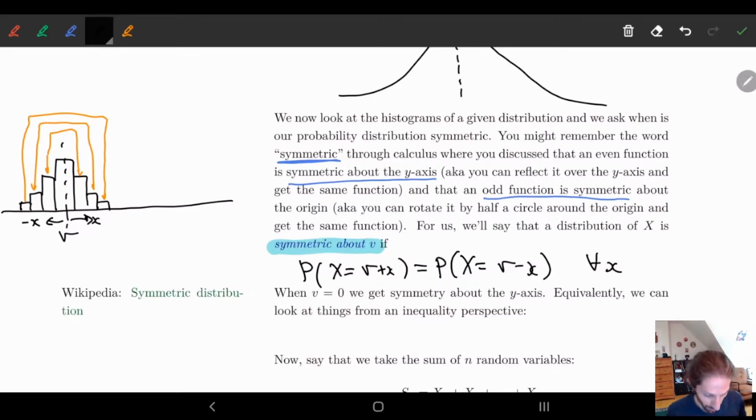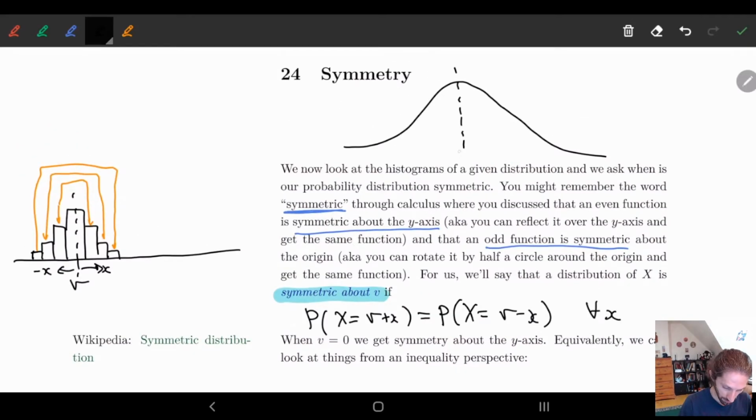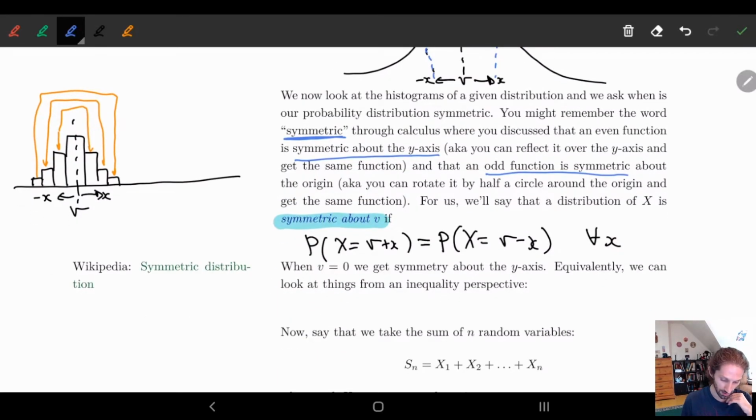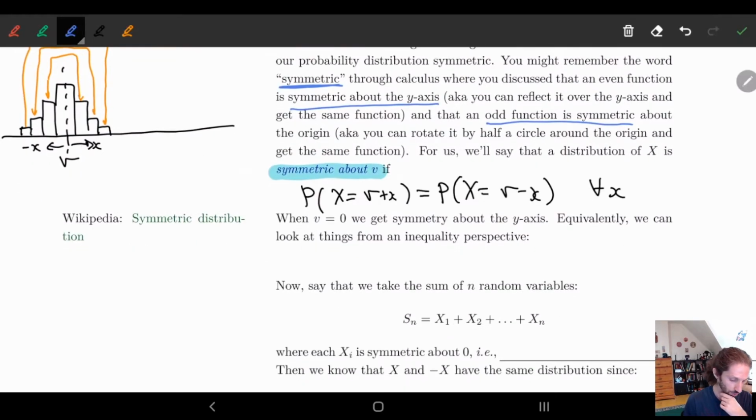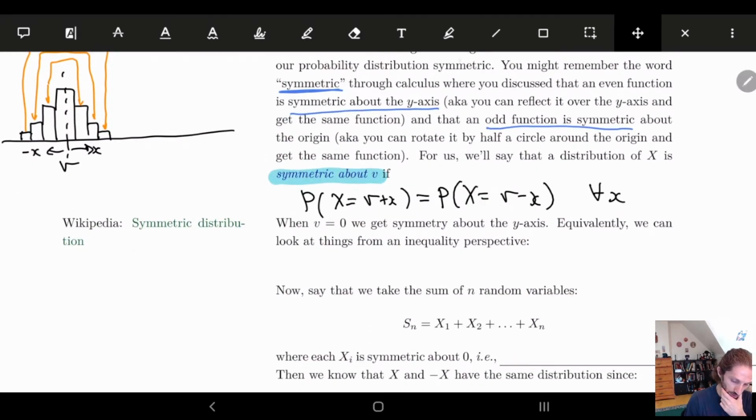This is the same for the normal curve. If I make this v, and I go this way by x and I go this way by x, so minus x that way, I should get the same height, if I did this right, which I probably didn't because I'm freehanding. So that's the idea here about symmetry. And the nice thing is, if we have v equal to 0, then we get symmetry about the y-axis. You can really think about v equaling 0 as being able to just flip over the y-axis and everything is nice and easy.